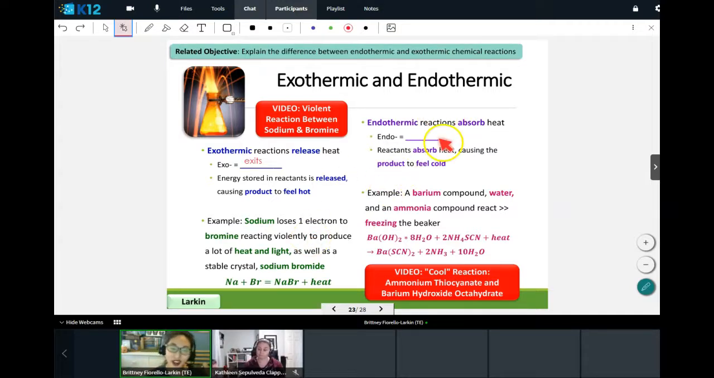All right, now endothermic, you can see a picture of that up here. I'm not going to show you the video because, again, we are running out of time. Endothermic reactions, on the other hand, absorb heat. What do you think endo means? If exo means exit, heat exits, what do you think endo means?